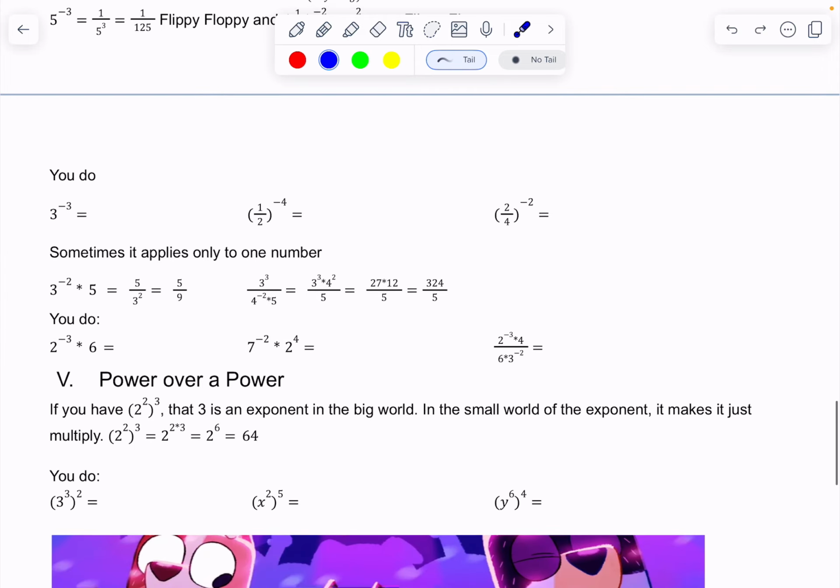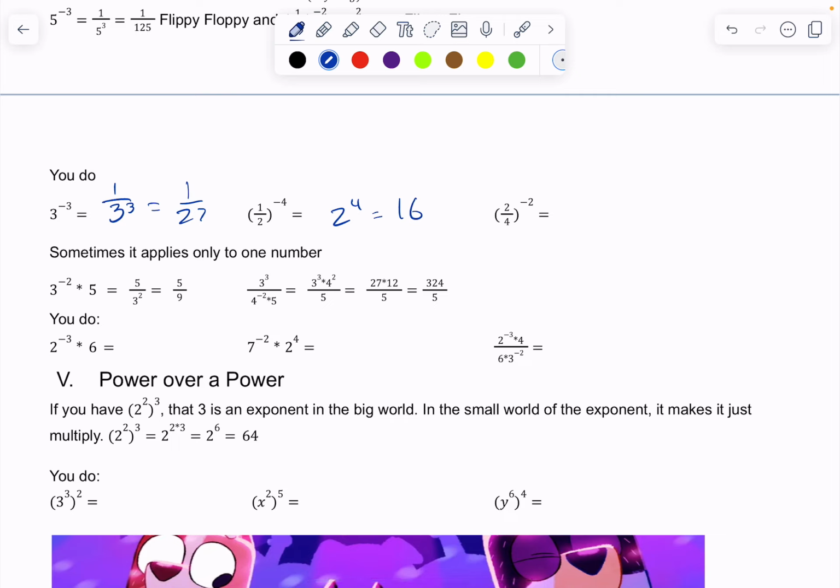You do. Go. I have faith in you. You can solve these. You can pause the video if you need to. Otherwise, this is going to be 3. Now that I got flippy floppied, it's going to be 1/3, and then 3, which is also 1/27. To the 4th, this is a 1/2. So I flippy floppy it. That gives me a 2 to the 4th, which is the same as 16.